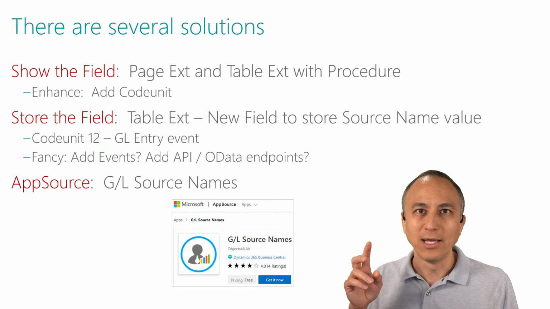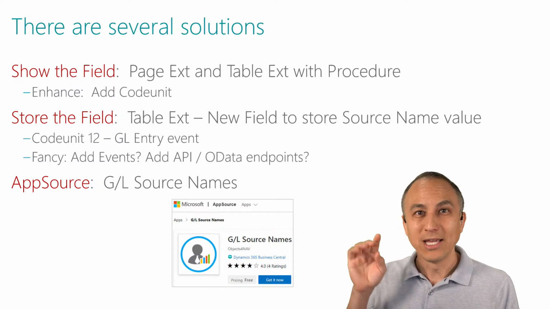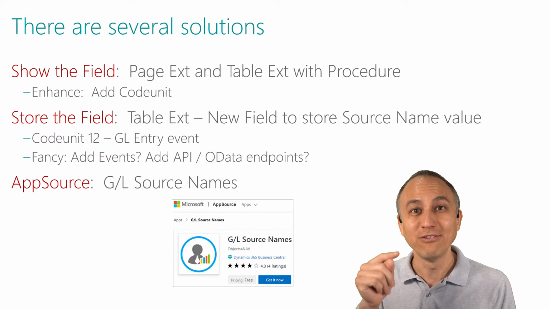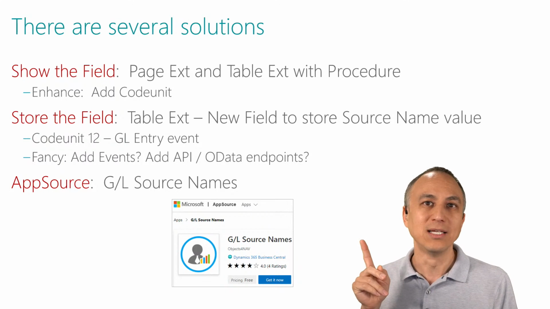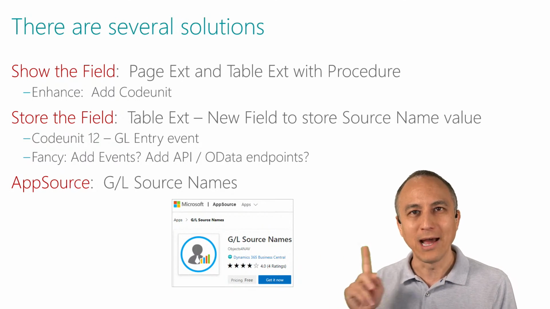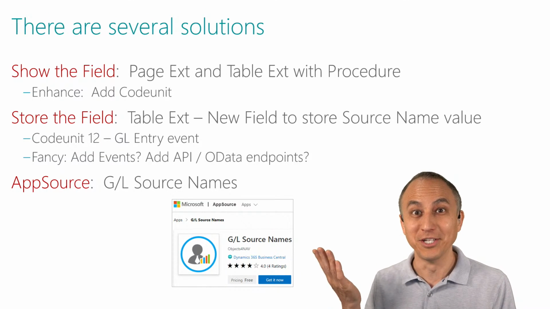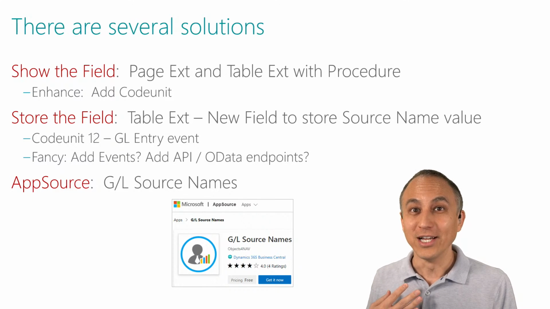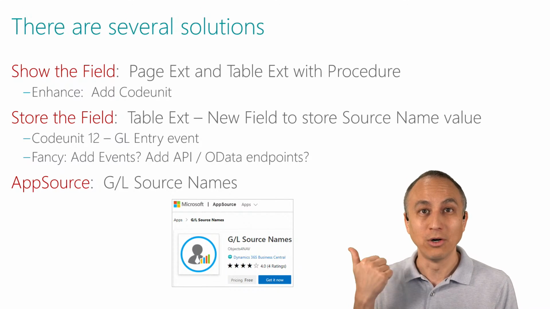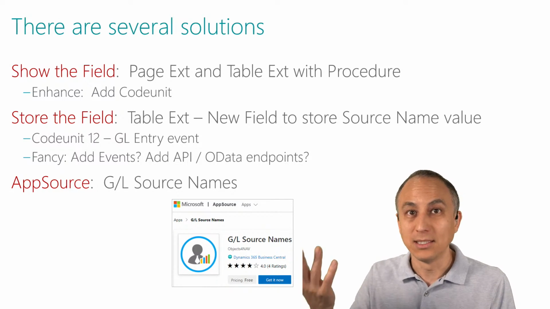Well, in the midst of the Twitter conversation, Gunnar kind of saw what I was trying to do, and he's like, aha, that looks very much like a project I did called GL Source Names. Oh, and by the way, that's a free app in AppSource. I was like, well, that's good to know. So in theory, instead of me developing this as a customization, the customer can just go to AppSource, click on Get It Now, install it in their tenant, and test it and give it a try.